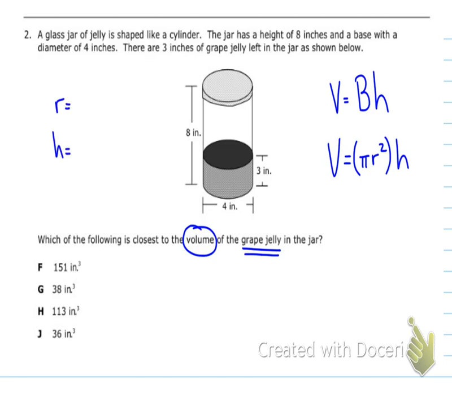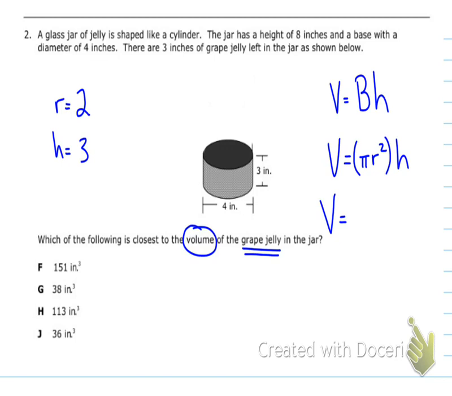Now, again, my focus is on the volume of the grape jelly. I'm not asking what the volume of the jar is. I don't care about how much the whole jar can hold. It's how much of it is grape jelly. So when I say radius, that should be 2. Now I want you to notice that you're pretending like there is not the rest of the jar. I can erase mine. I need you to just focus on what matters.